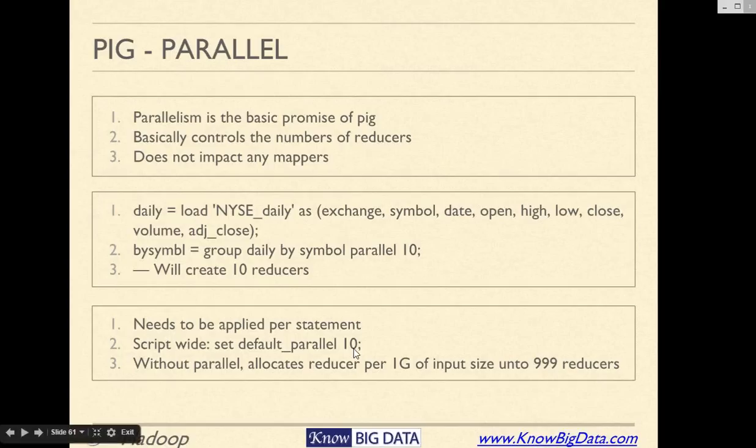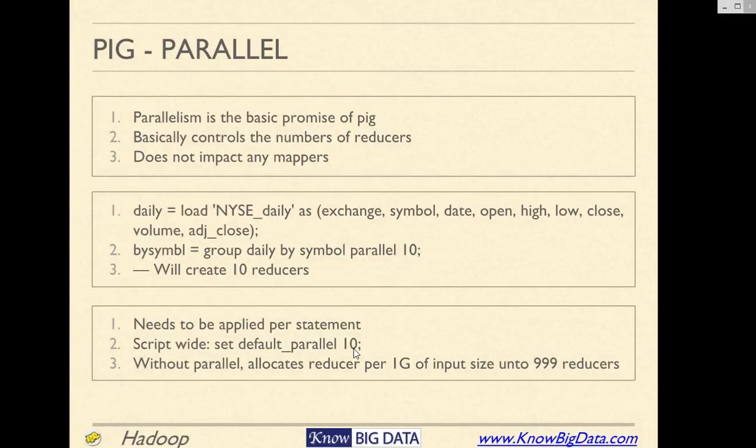So the default number of reducers for the entire script will be 10. If, however, you don't specify parallel, like in most of our code where we have not specified parallel, then what Pig basically does is, based on your input data set, the input that is fed into the mappers, it will try to count the number of reducers. So say you have a 5 GB data set that you're trying to process.